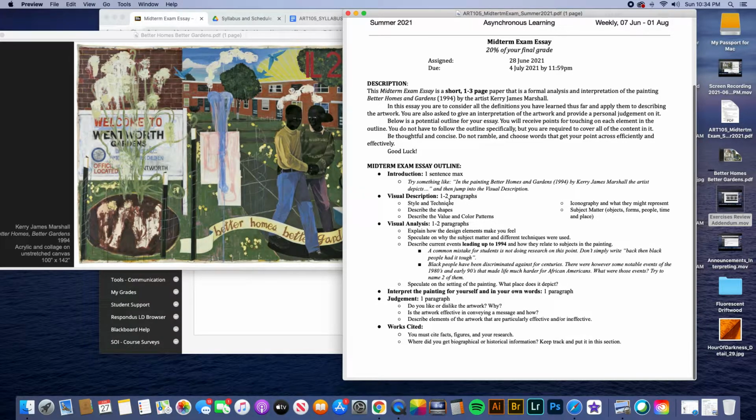Your visual description, style and technique: describe the shapes, describe the value and color patterns, describe iconography and what they might represent, describe subject matter, objects, form, people, time, and place. So, style and technique, you remember these? And the description's organic or geometric or abstract shapes.